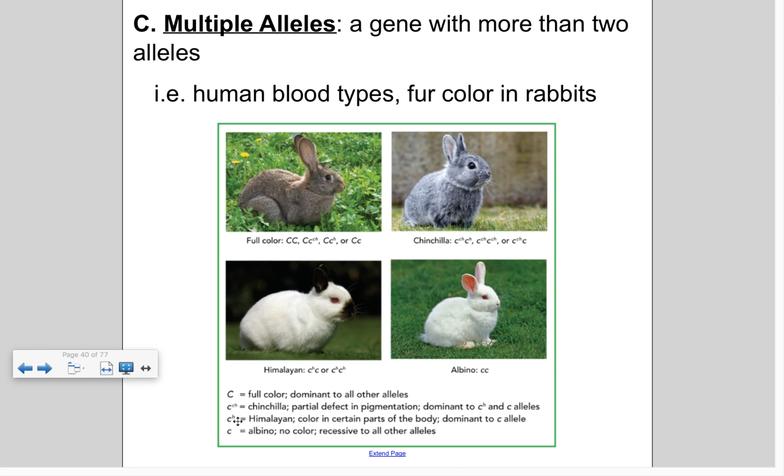Then we have little c^h, that's Himalayan right here. Let's take a look at the genotype for that. So it's color in certain parts of the body. It's dominant only to the little c allele. And then we have albino, and the only way you can be albino is two little c's. Okay, so multiple alleles going on here with fur color in rabbits.